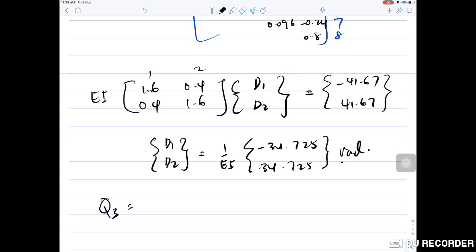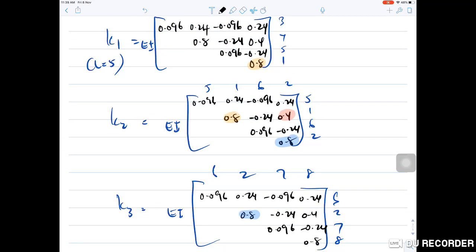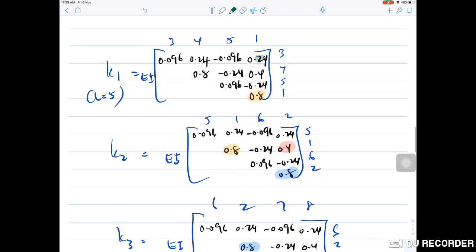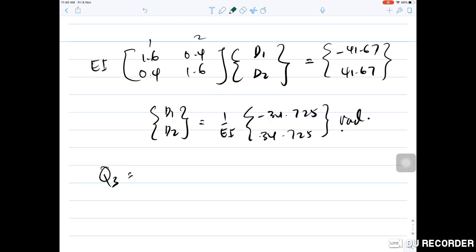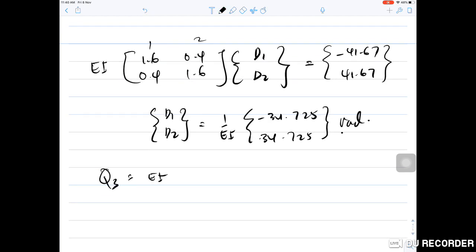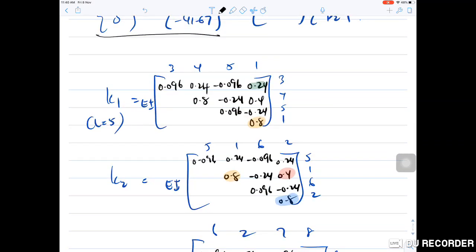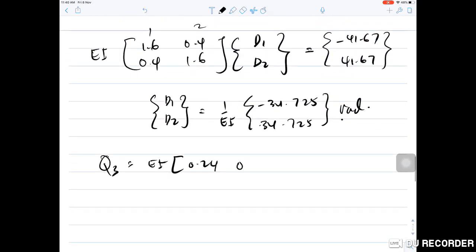So let's say we want to calculate Q3. We need 3-1 and 3-2 from the matrix. 3-1 is 0.24. 3-2 is 0, as there is no entry. Then we multiply these by the displacement, which is 1 over EI times negative 34.725 and 34.725.